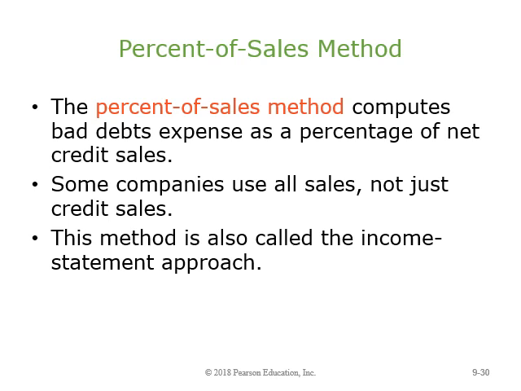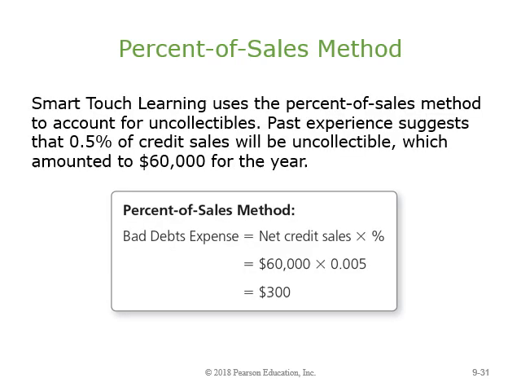This computes the bad debt expense as a percentage of the total credit sales. Some companies will use all of their sales, not just credit sales, but for the most part, they'll just utilize their credit sales or their historical credit sales. This method can also be called the income statement approach, and we'll see why in just a second.